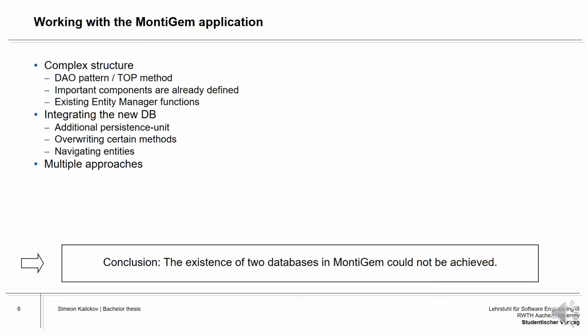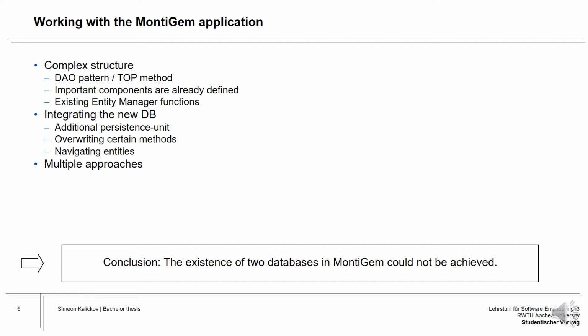The next logical step was to apply the gained experience to the MontiGem application. Of course, MontiGem has a more complex structure and a number of factors had to be considered. A big part of the implementation is done with the MontiGem generator, and because the DAO pattern and the top method are used, all of the entity manager functions and CRUD operations are already established, leaving us with the main task to override them through a new persistence unit in order to navigate the wanted entities to the second data source.